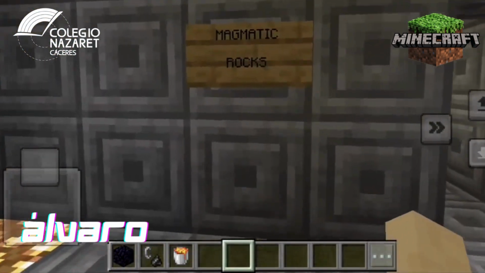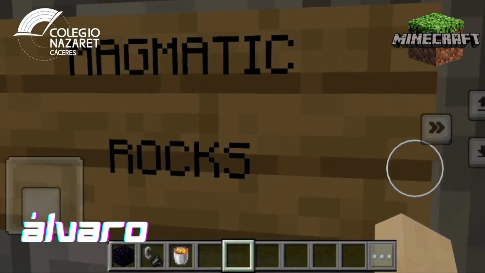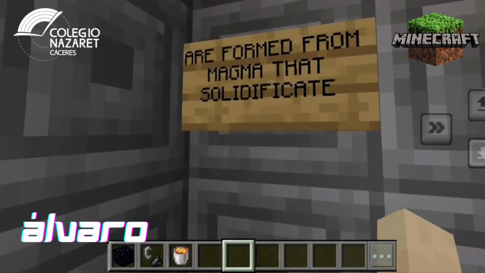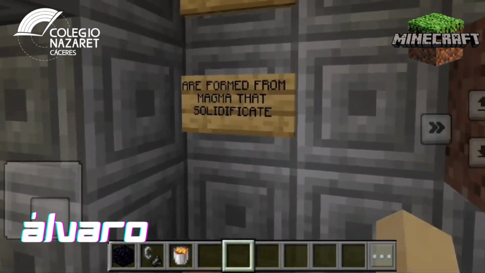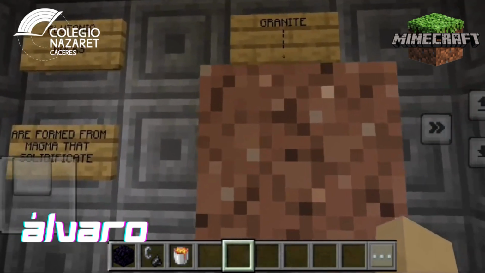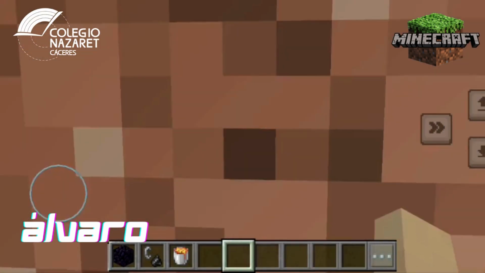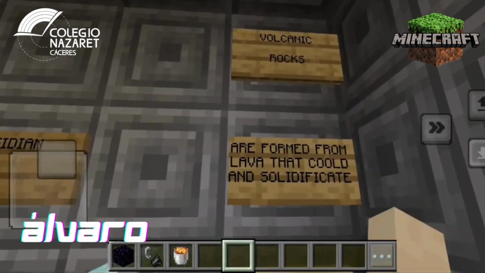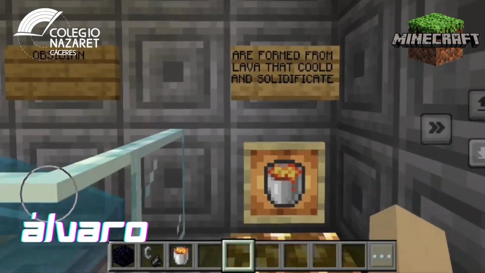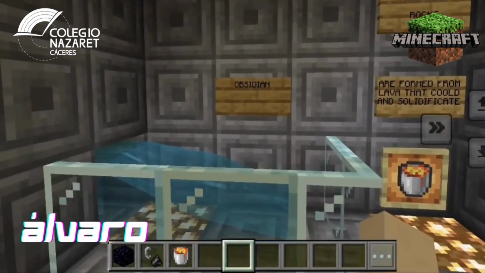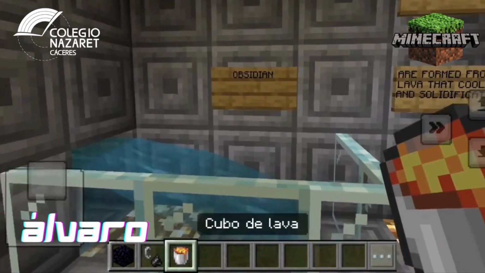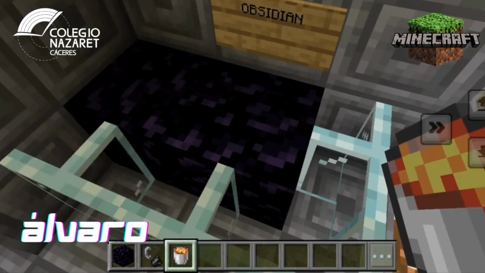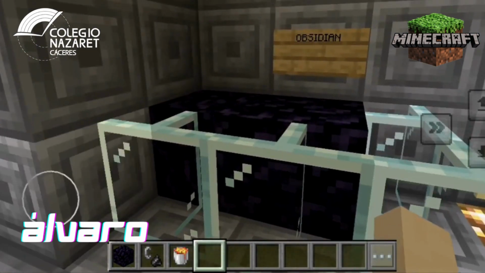The magmatic rocks are the second type. There are two types. The plutonic rocks are formed from magma that solidifies and have crystals. One example is granite. And the second, the volcanic rocks, are formed from lava that cools and solidifies. One example is if I take lava and put it into the water, obsidian is an example.